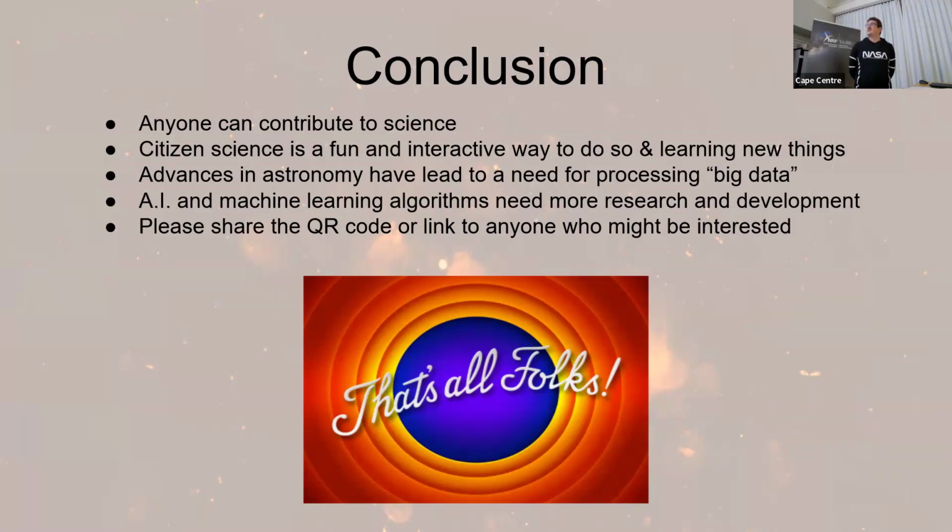Then AI and machine learning algorithms also need more research and development. That's also where citizen science and labeling data comes in very handy, because these machine learning algorithms need things that are correctly labeled to be able to train on them, to say, okay, this is what you're looking for, and this is called that. So that when they are shown something they haven't seen before, they'll be able to identify what that most likely is based on what they've seen.